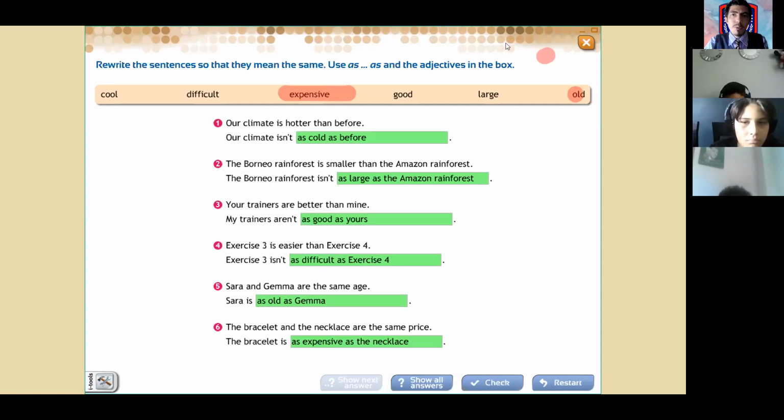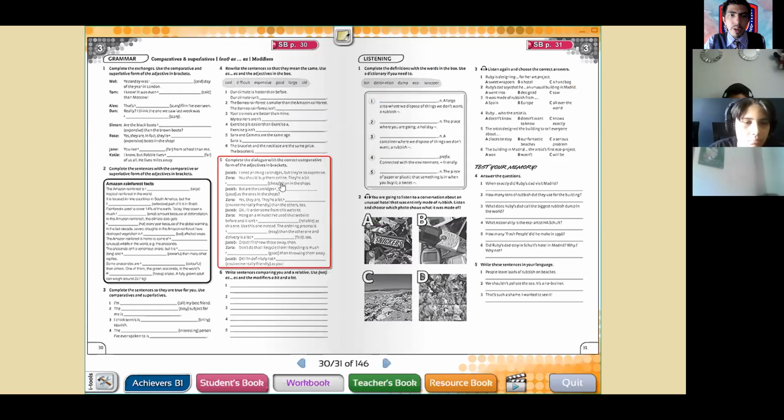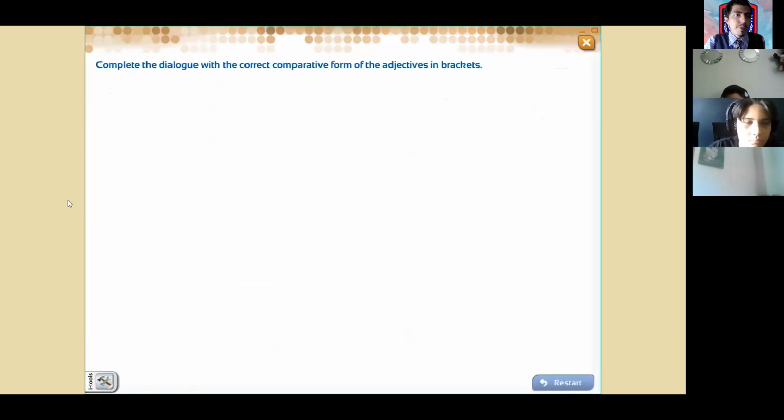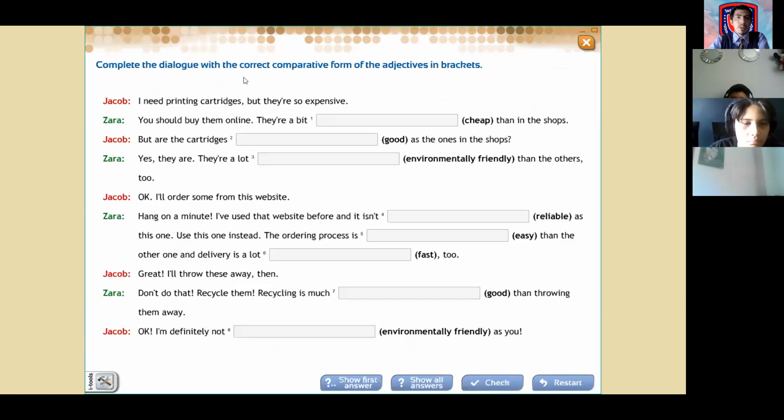Okay, I'm going to give you a few seconds before we move to exercise number 2. And well, let's move to exercise number 2 right here, guys. Number 5. We're going to complete the dialogues with the correct comparative form of the adjectives in brackets. But this time we're mixing modifiers and so on. So let's pay attention to this part.